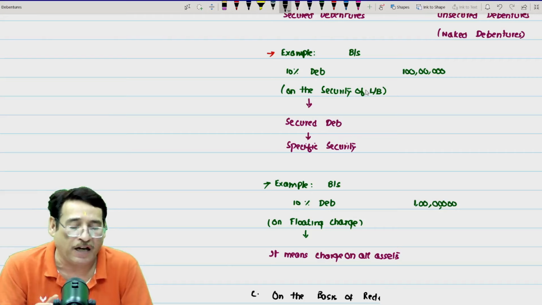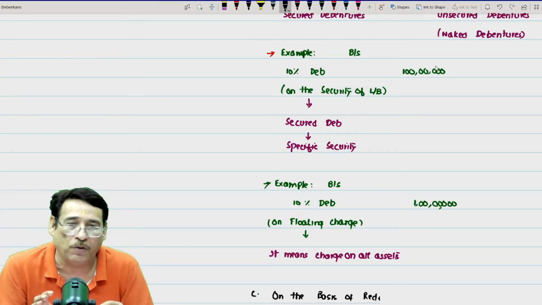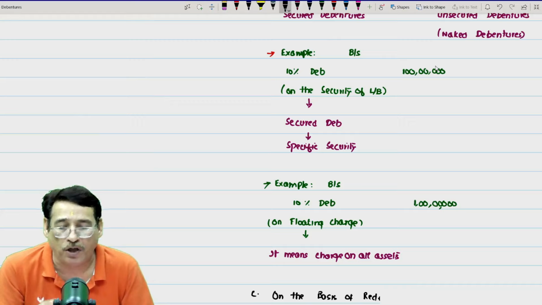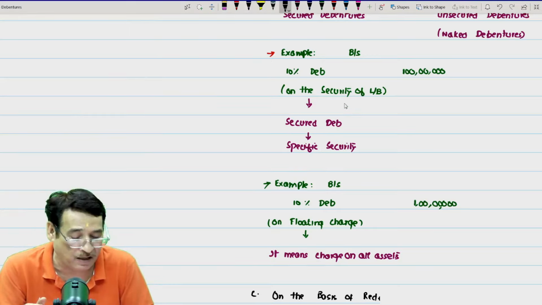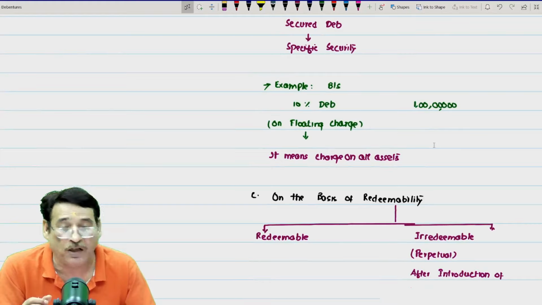What does it mean? It means this company has issued 100 lakh debentures to the debenture holders. And if the company fails to pay the amount to the debenture holders as per the specified time period, in that case the debenture holders shall have the right to dispose of this land and building and recover their amount. So that is known as secured debentures. It is also known as debentures secured specifically, that is, specific security on a particular asset, that is land and building. Now just pay attention to the other example.